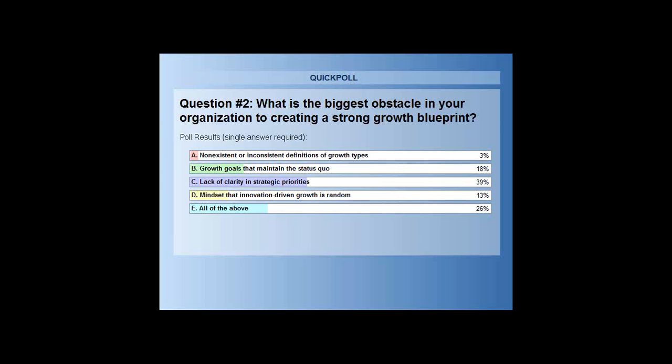Yeah, I think the lack of clarity in strategic priorities is a really interesting thing as well. We'll hit that a little bit when we talk about the future-back strategy as a way to try to get grounded clarity exactly in those areas. So hold on that one for just a minute.